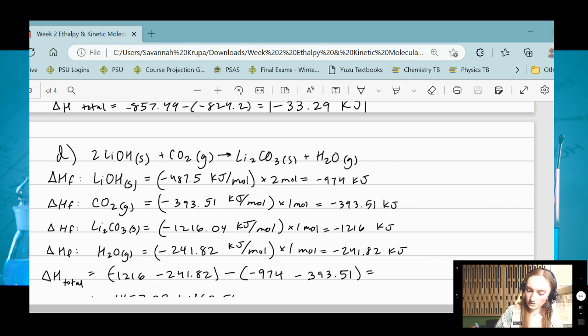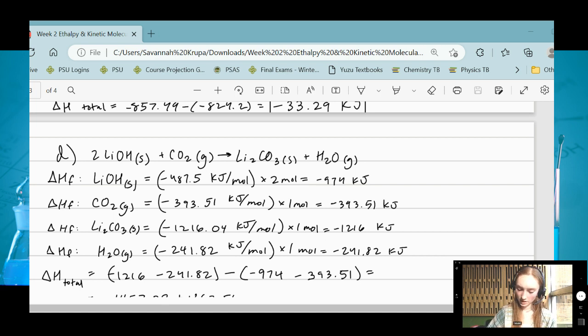Now that we have all of the enthalpy formation values, all we have to do is go to the equation that it gave us, look at the coefficients of each of these members, and multiply by however many moles we have, just as we did in the last 4 problems. For the lithium hydroxide, we have 2, so that's multiplying by 2 moles. The CO2, we only have 1, so multiply it by 1 mole.